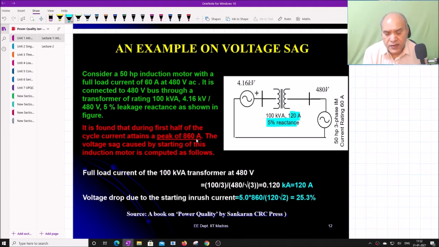So this reactance will cause a drop of around 25.3%, and that tells us that there will be a reduction of voltage at the terminal of the induction motor of almost 25.3%. So the available voltage will be 75% only. And this may create problems for the other loads connected to that bus.